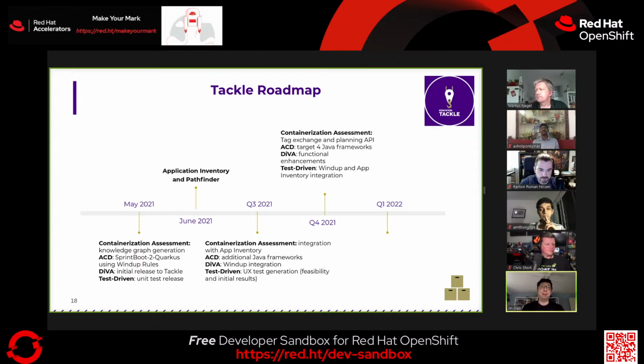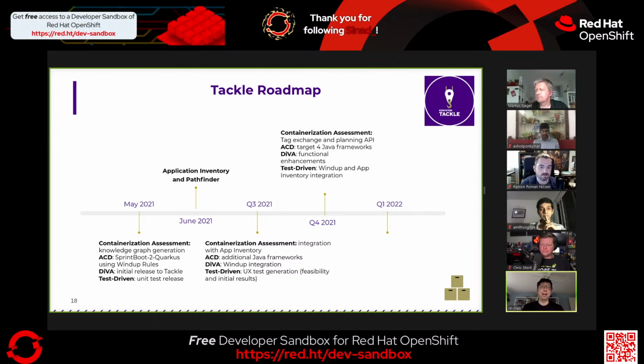In fact, we now have an open set of capabilities on the containerization assessment. And for ACD, we have already done the feature set around looking at Spring Boot, and how that can be mapped to Quarkus configuration with Windup rules. And for Diva, the initial set of database access as well as transaction discovery capabilities has also been released under the Diva branch of Tackle. And finally, the test-driven differential testing in terms of unit tests is to be released, I believe, next week.